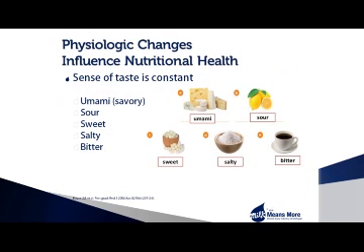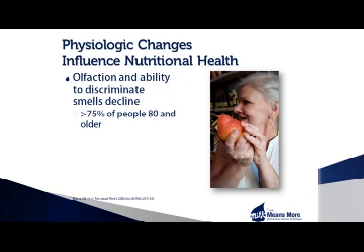With aging, the sense of taste, the ability to perceive umami or savory, sour, sweet, salty, and bitter, remains constant. But we actually perceive flavor through our sense of smell. Olfaction and the ability to discriminate between smells declines with age. More than 75% of people 80 and older develop major olfactory impairment, potentially reducing their desire to eat.